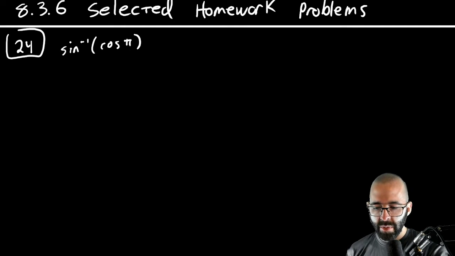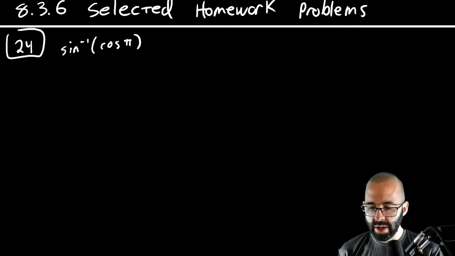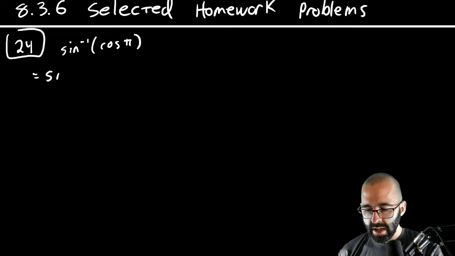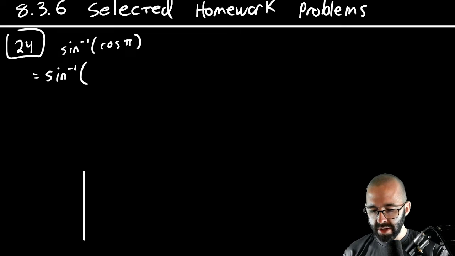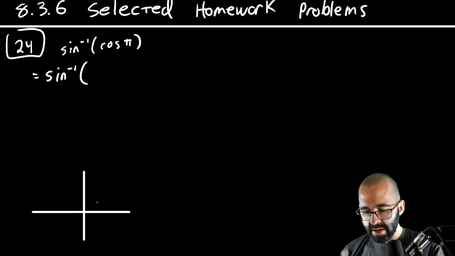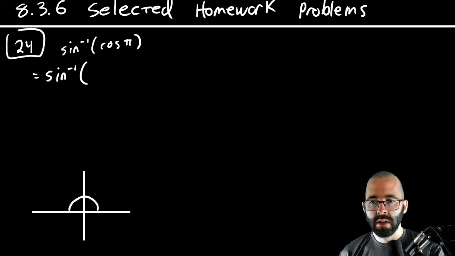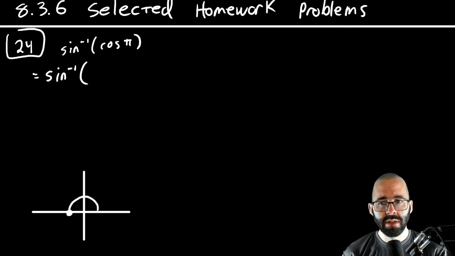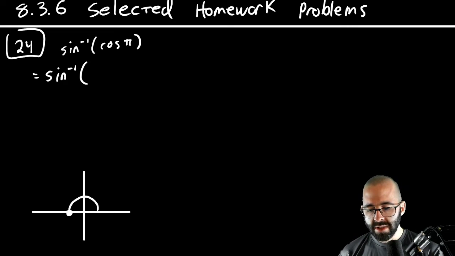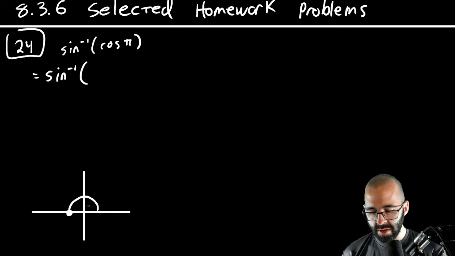So again, we're just going to do it one by one. Inverse sine, well, what's the cosine of pi? Well, let's look at that. Pi is 180 degrees. Oh, this is one of those weird ones. This is a quadrantal angle, an angle that lies on the edge of one of the quadrants. So for this one, we're going to look at the unit circle.